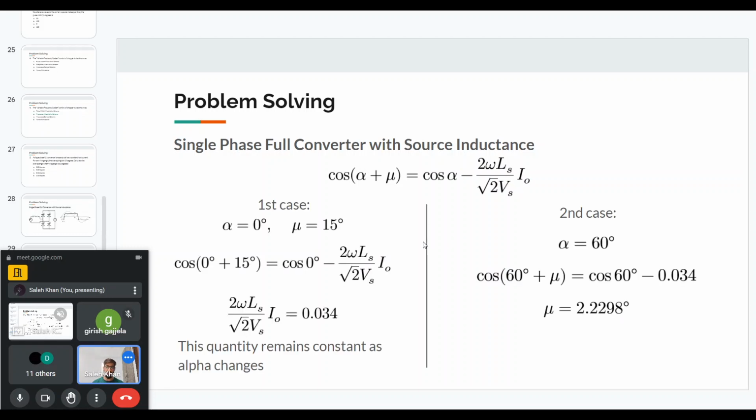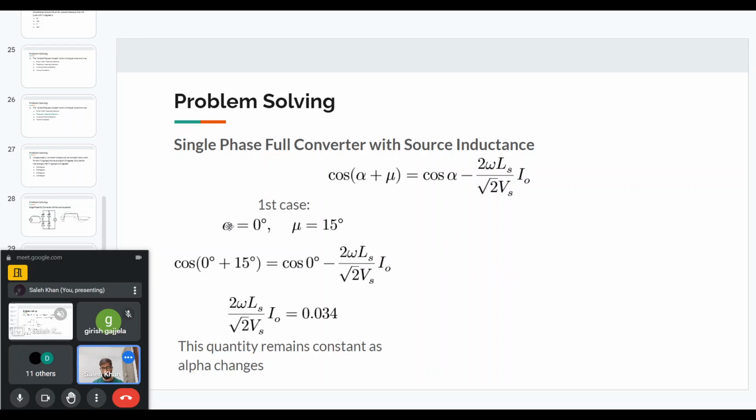So if we take the first case where alpha is 0 and the overlap angle mu is 15 degrees, then we can find the value of this term in the right hand side of the equation. If you substitute the values 0 and 15 degrees, you will see that this whole term is equal to 0.034. And this quantity remains constant as alpha changes. That is the point that you have to understand in this question.